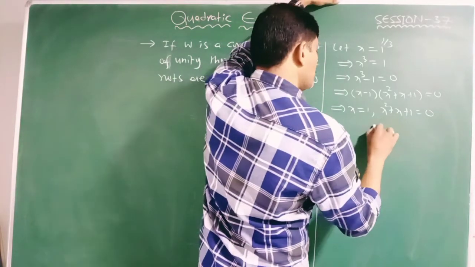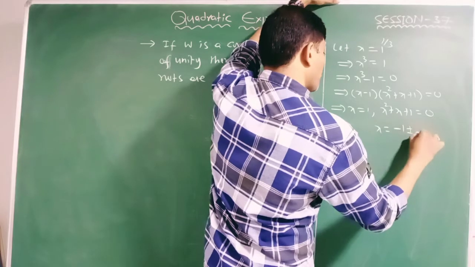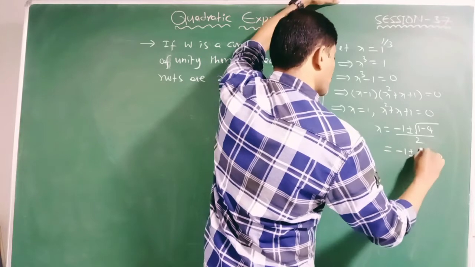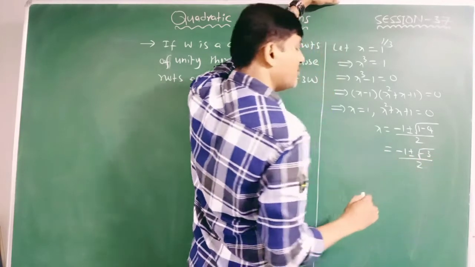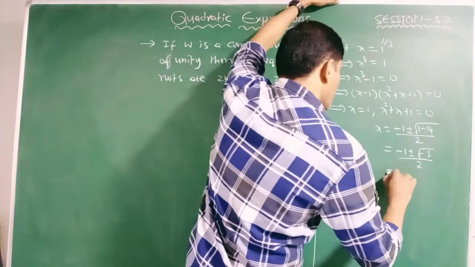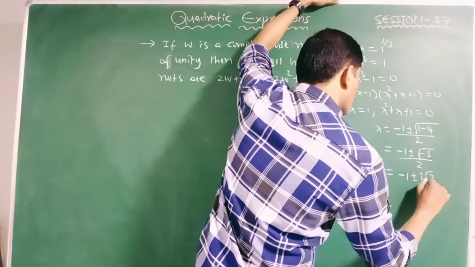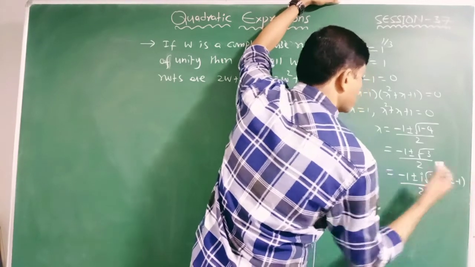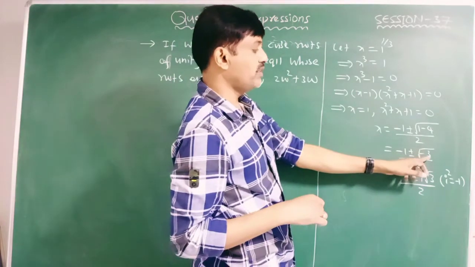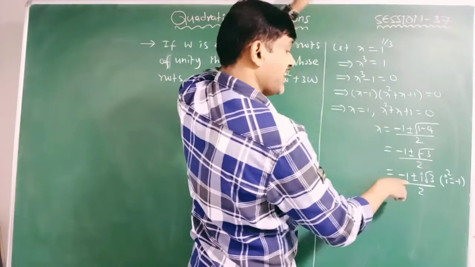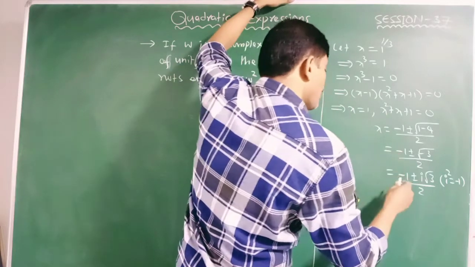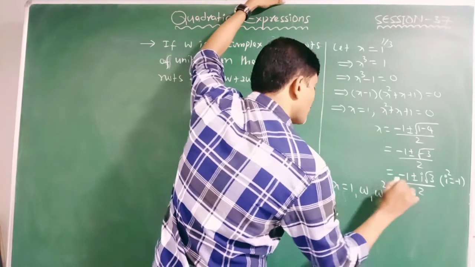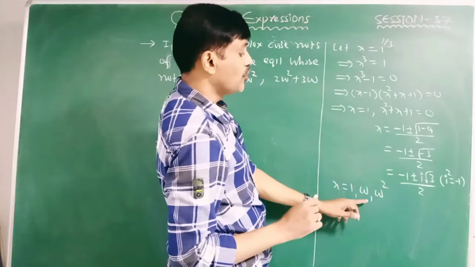Now we have to find the roots. x is equal to minus b plus or minus under root of b square minus 4ac, by 2a. Here, minus 1 plus or minus root of minus 3, by 2. You know very well that i square is minus 1, it is a complex number. So this is minus 1 plus or minus i root 3 by 2. Now here we have two roots, one is omega, the other is omega square. Therefore x is equal to 1, omega, and omega square. These are always the cube roots of unity.